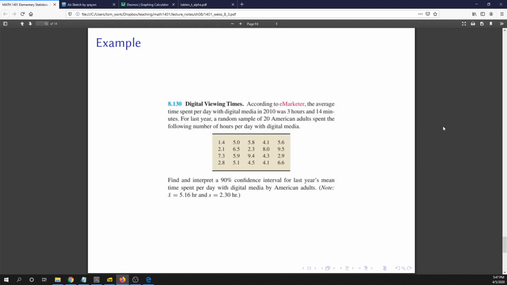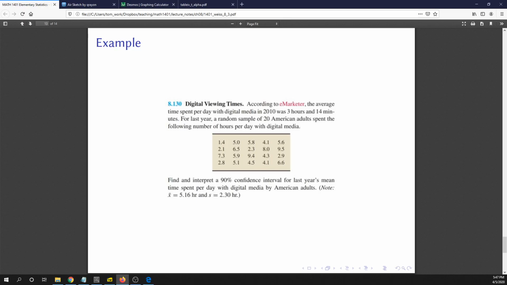In this video, we are going to work through problem 8.130 from our textbook, digital viewing times. According to eMarketer, the average time spent per day with digital media in 2010 was 3 hours and 14 minutes. For the last year, a random sample of 20 American adults spent the following number of hours per day with digital media. Find and interpret a 90% confidence interval for last year's mean time spent per day with digital media by American adults. Note x bar equals 5.16 hours and s equals 2.30 hours.